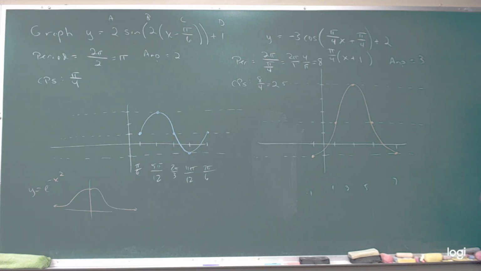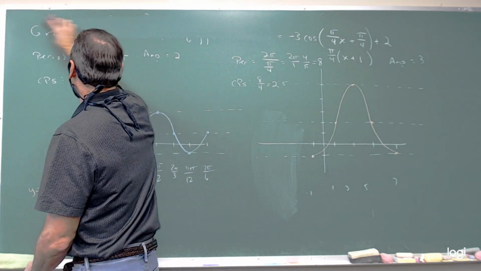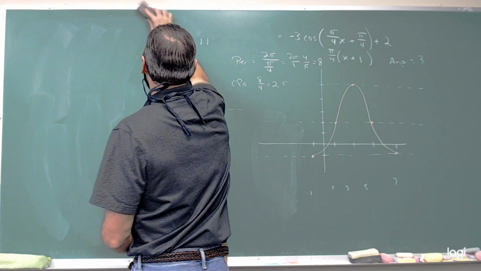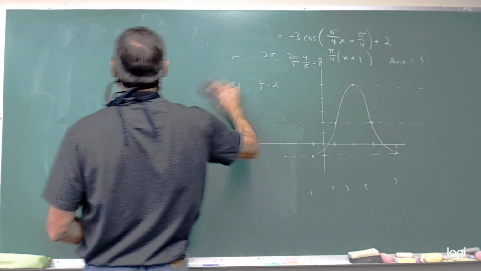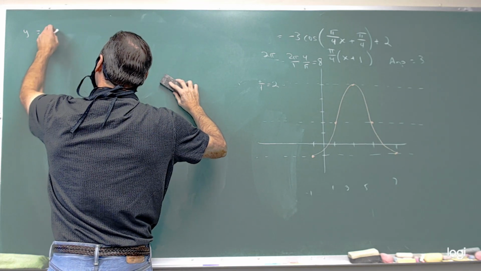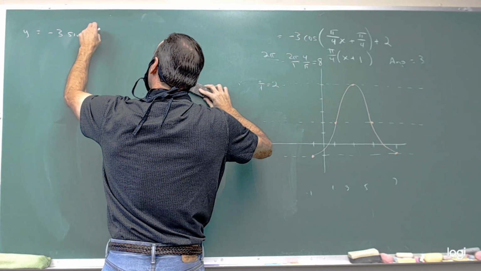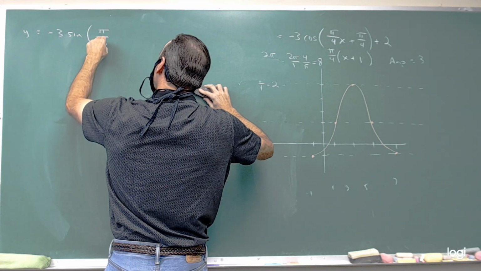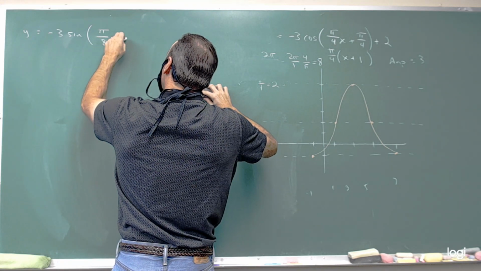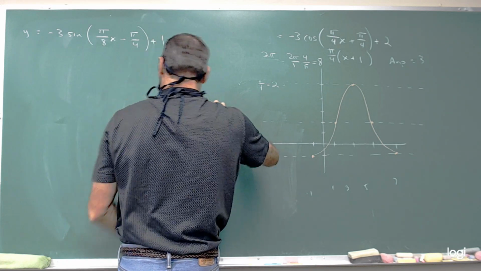Okay, so let's try one. I'm going to give you another one. You can come up to the board and do this one. So see if we can graph y equals, we'll say -3 sine of, say, pi over 8x minus pi over 4 plus 1.